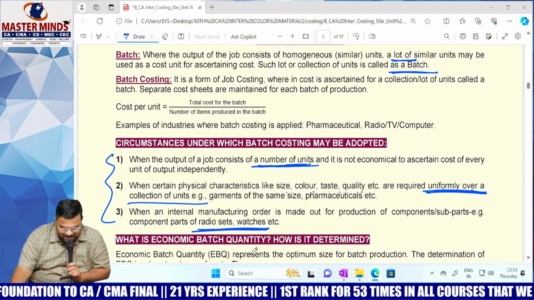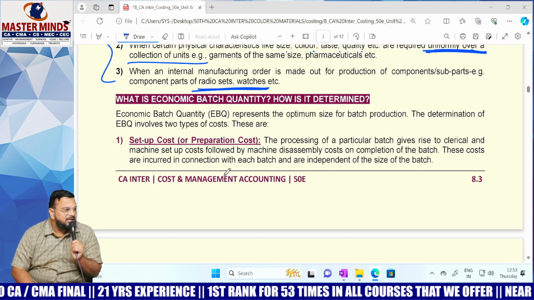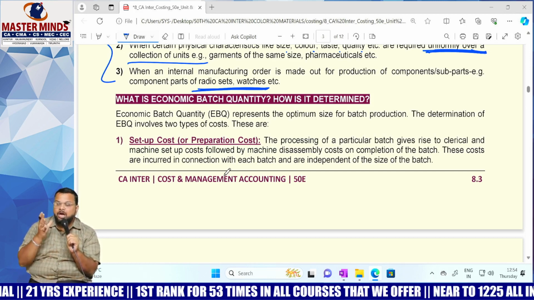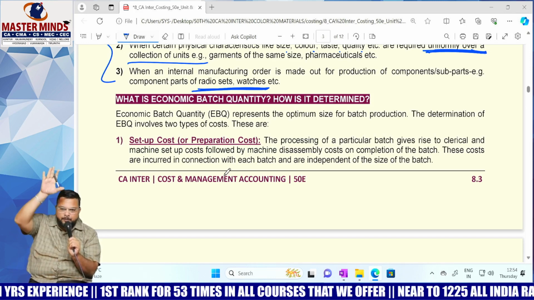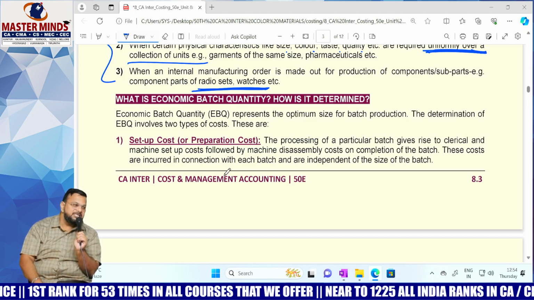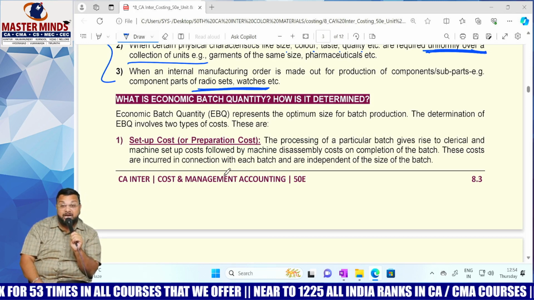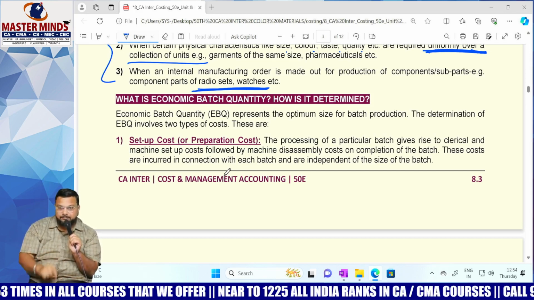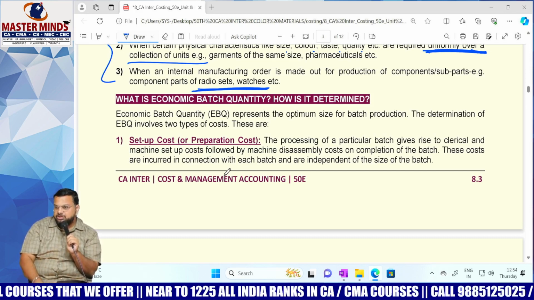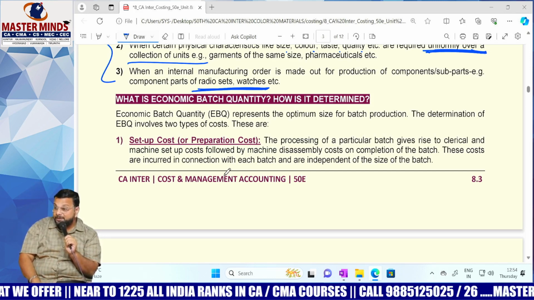Now what is economic batch quantity and how is it determined? What do you mean by economic batch quantity? The quantity of output at which cost of production is low is called economic batch quantity. What is economic order quantity? The quantity of raw material at which additional cost is minimum is called economic order quantity. Here it is in terms of production.